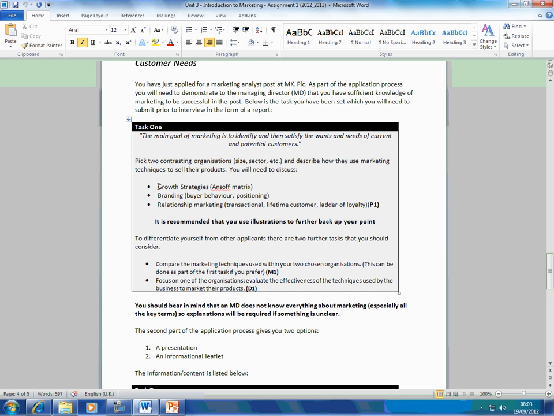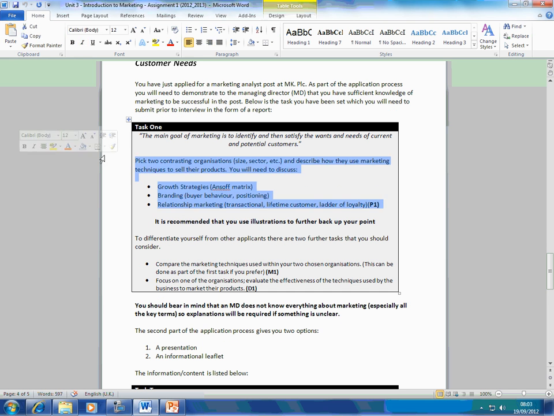As you can see, P1 is a very large pass criteria. It's probably one of the biggest in the whole course. What we've talked about today, the Ansoff matrix, is just a third of one pass criteria. So don't think every single pass criteria is going to be like this, but just so you're aware, this one is a large pass criteria. What you're going to need to do is pick 2 contrasting organisations. This is key. If you pick 2 similar organisations, you won't be able to get the merits and distinctions, and you'll really struggle with even the passes.